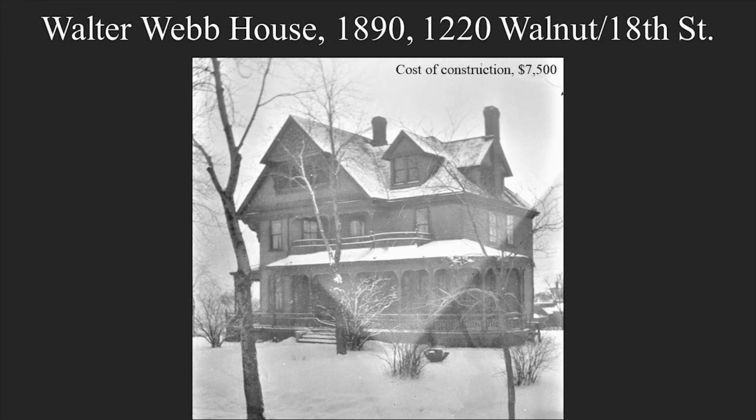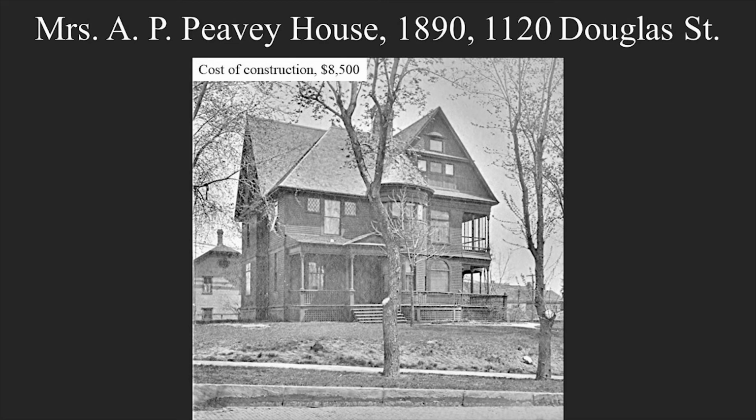The Walter Webb House was built in 1890 at 1220 Walnut Street, which is today 18th Street. This is just east of Court Street. The cost of construction of this house was $7,500. The Mrs. Appv House, built in 1890, was located at 1120 Douglas Street. Cost of construction was $8,500.